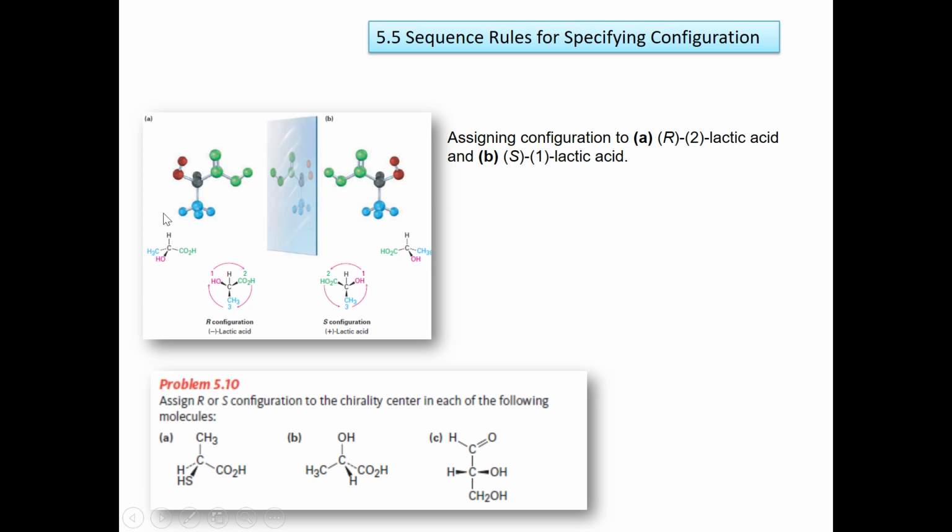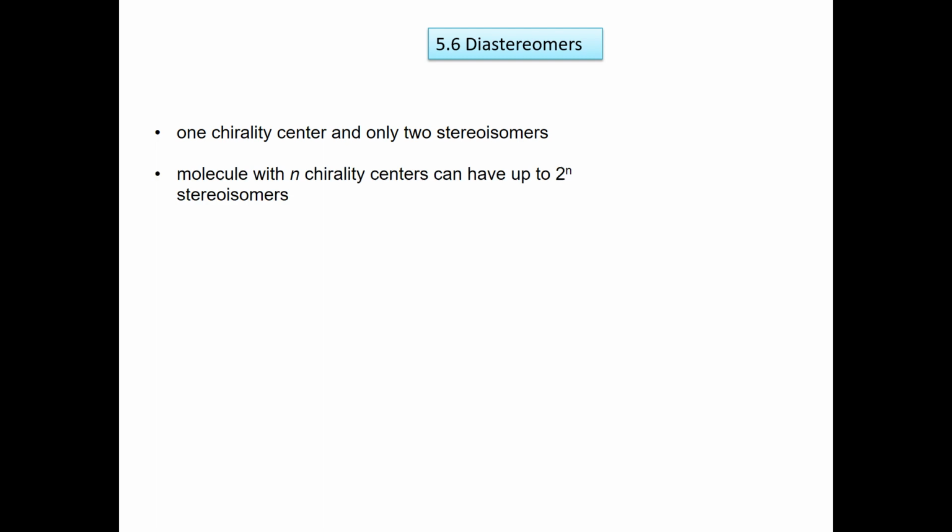Check the tutorials, in these tutorials it's very well explained. What are diastereomers? Well, when we have two or more chiral centers in a molecule, okay, if we have 2 to the power of the number of stereocenters as stereoisomers, we have this number of stereoisomers.